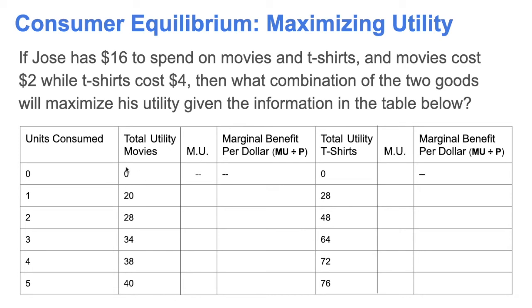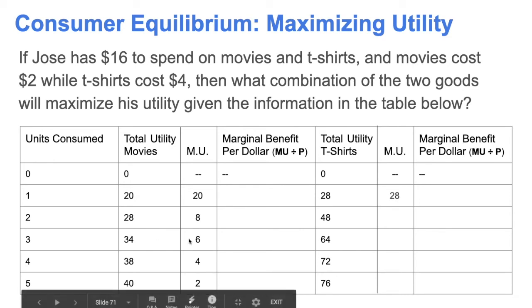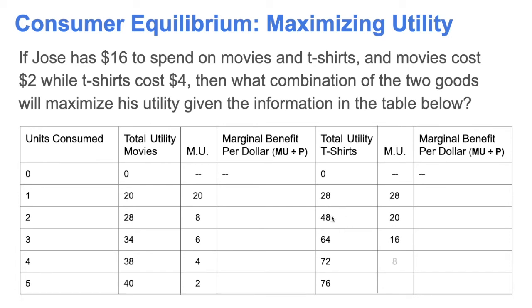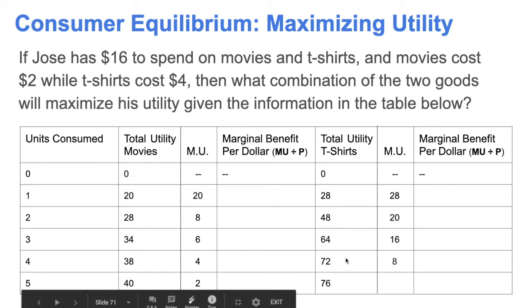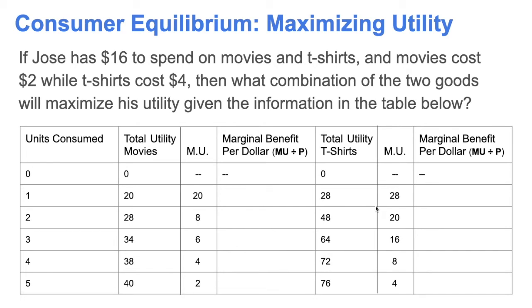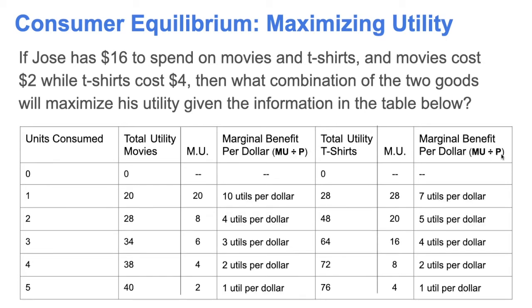Now let's go down. The changes. 0 to 20, 20. 20 to 28, 8. 28 to 34, 6. 34 to 38, 4. 38 to 42, 4. Over here for t-shirts, 0 to 28, 28. 28 to 48, 20. 48 to 64, 16. 64 to 72, 8. 72 to 76, 4. Now that we have our marginal utilities, we can take that and divide by the price of each respective good here. And this is what we end up with.